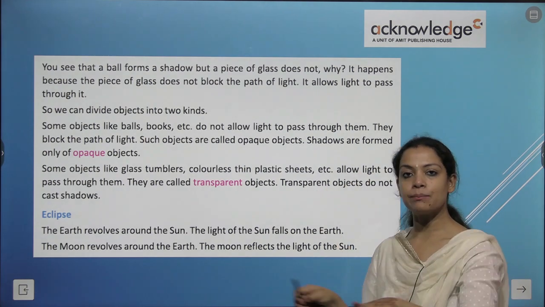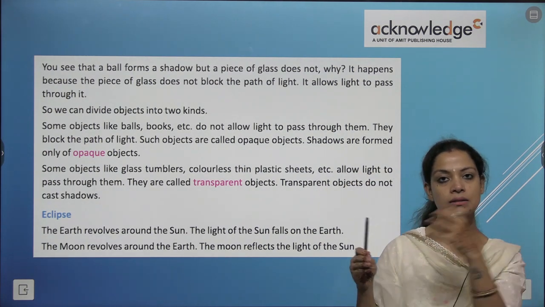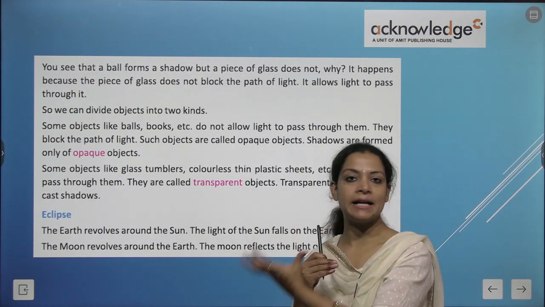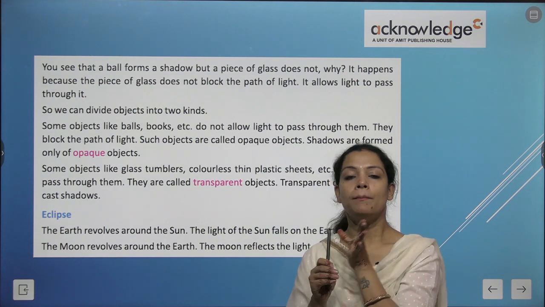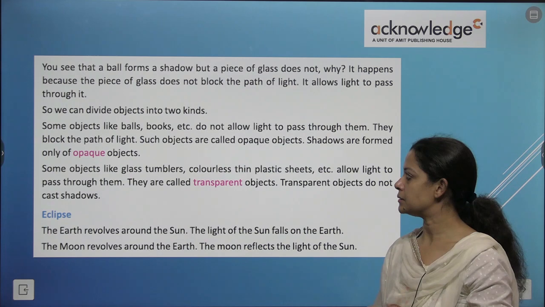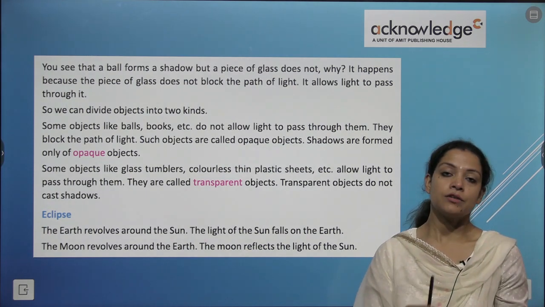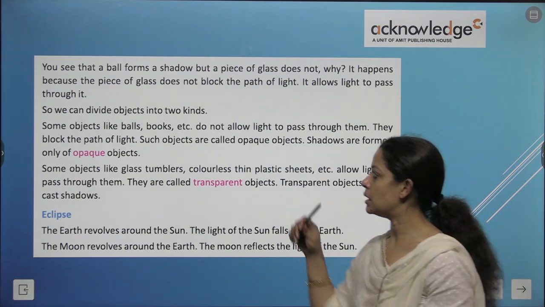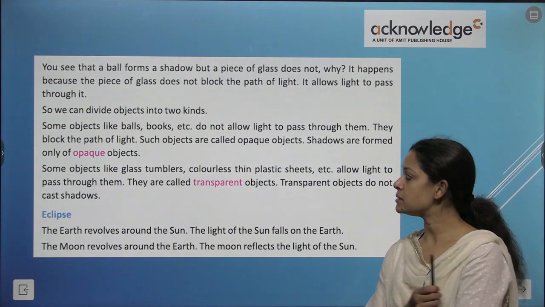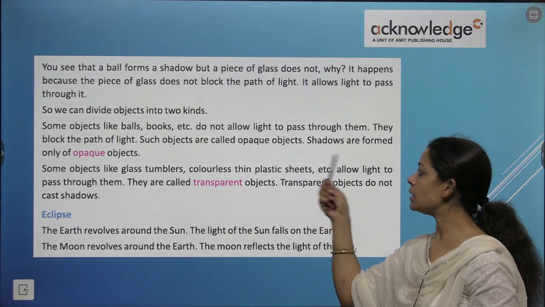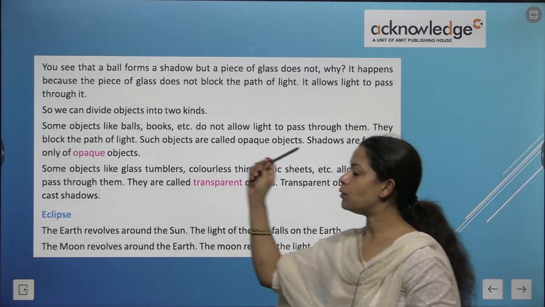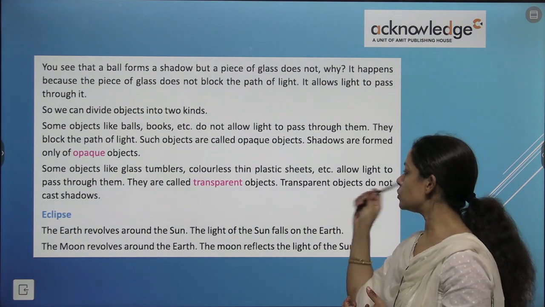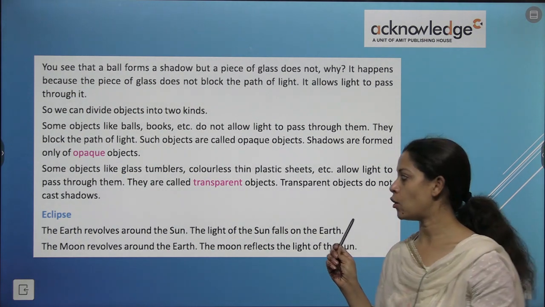But if there is a plastic board or a wooden board and you focus a light on it, behind the door, anything which is woody or plastic, light will not be shown because it blocks the path. क्योंकि glass transparent होता है, transparent के beyond light दिख सकता है, opaque objects के beyond light नहीं दिख सकता. So we can divide objects into 2 kinds. Some objects like ball, books, they do not allow light to pass through them. They block the path of light, and such objects are called opaque objects. Okay, so shadows are formed only out of opaque objects.